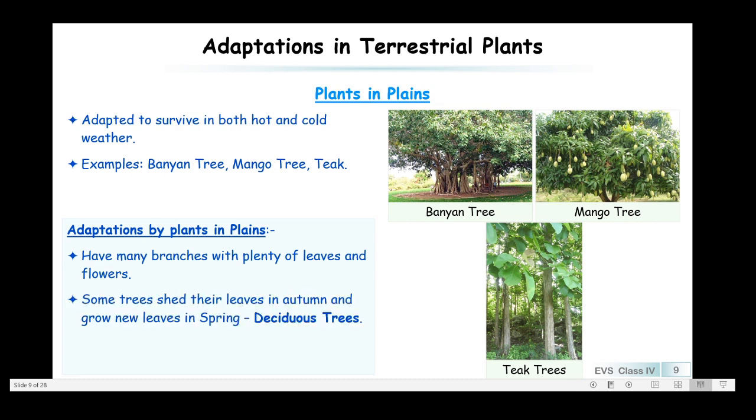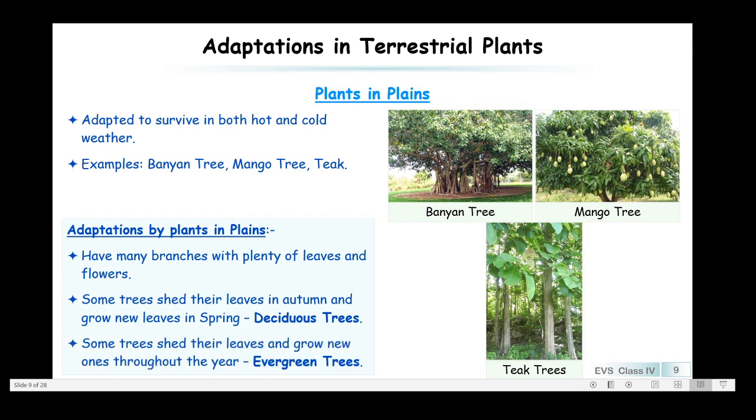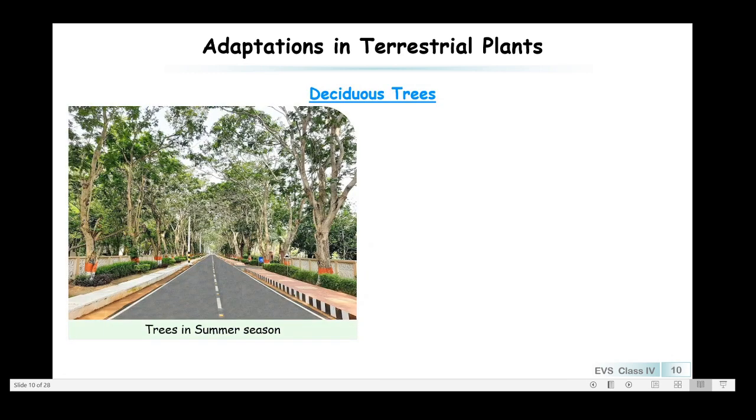Now some trees shed their leaves in autumn and grow new leaves in spring, so these are called deciduous trees. And then we have some trees which shed their leaves and grow new ones throughout the year. So they do not wait for autumn season. They keep losing their leaves and regrowing leaves all round the year. Right? So let us have a look at deciduous trees.